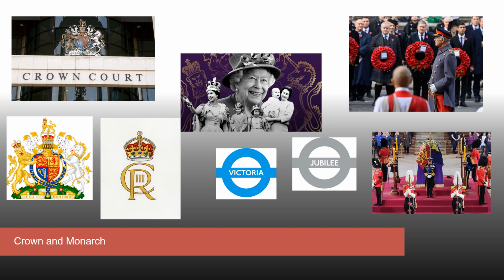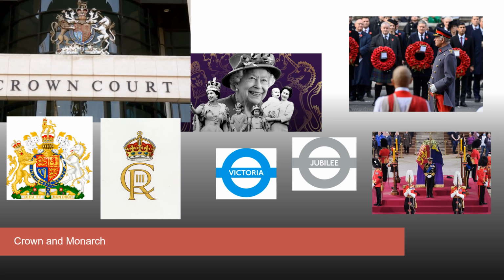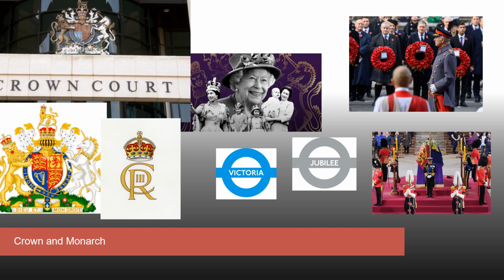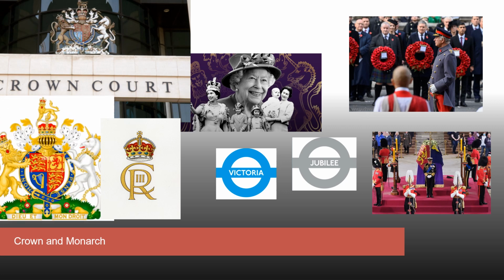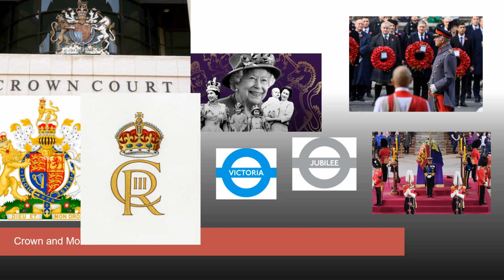Images on the left of Lizzie II's portrait show the Crown in various ways. The Crown Court, where the Crown prosecutes in criminal cases. The Great Seal of the Realm, which appears on all official documents, with its mottos Dieu est mon droit, God and my right, and Honi soit qui mal y pense, shame on anyone who thinks evil of it. The royal cipher of King Charles III, the CR3, stands for Carolus Tertius Rex, meaning King Charles III in Latin.